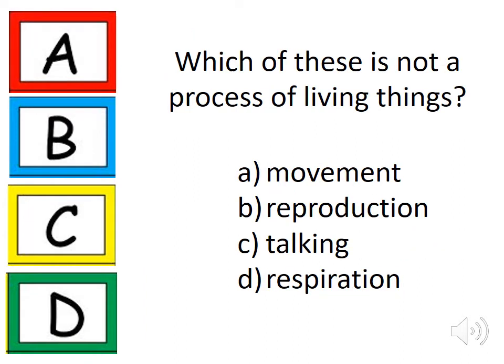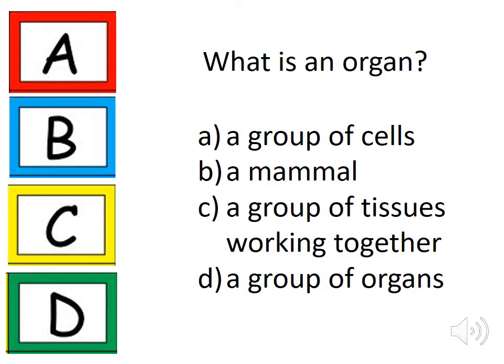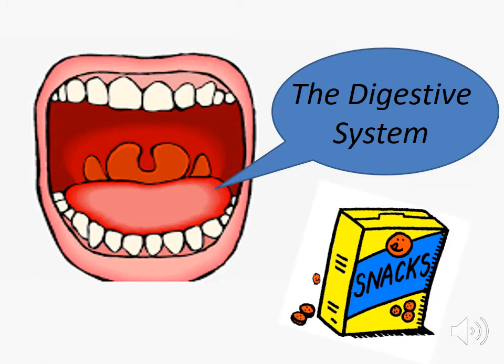Which of these is not a process of a living thing? Well done if you said talking. And what is an organ? An organ is a group of tissues working together. So today we are going to be looking at the digestive system.